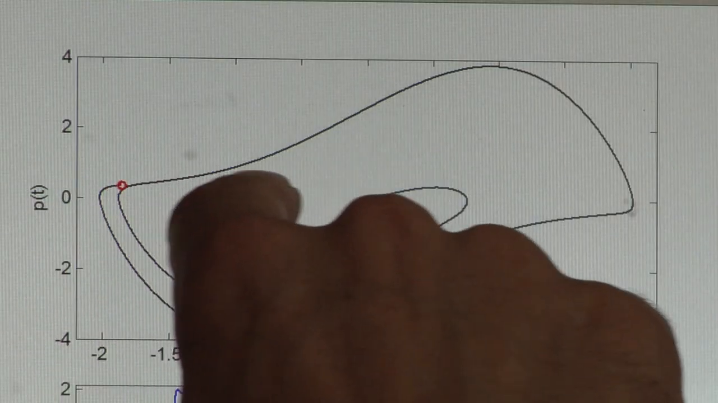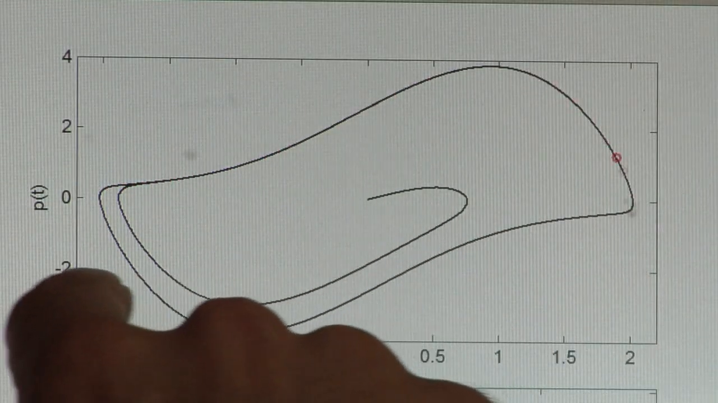So we have seen that no matter where you start in the phase plane, that is the plane of position and momentum, you end up converging to this stable limit cycle, which is an orbit, a closed orbit for this nonlinear oscillator. Let's write the code for this simulation.